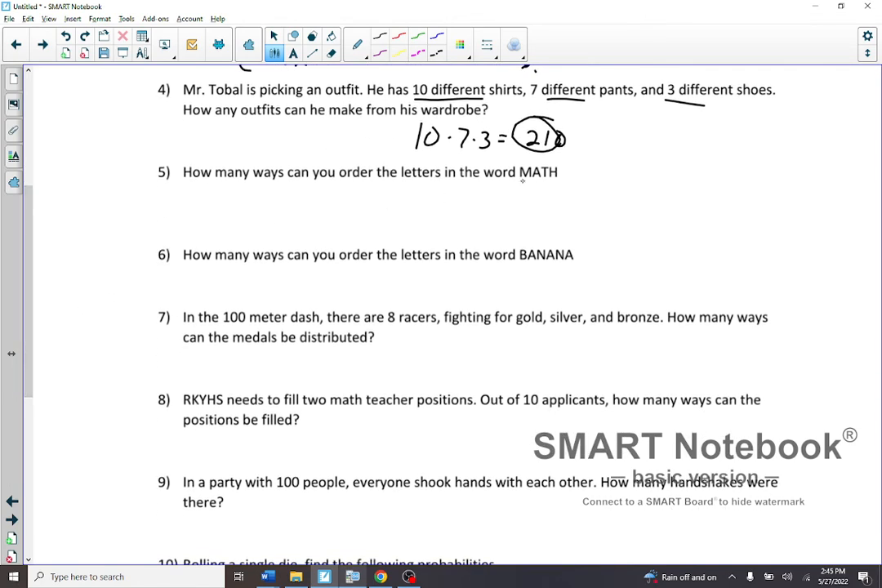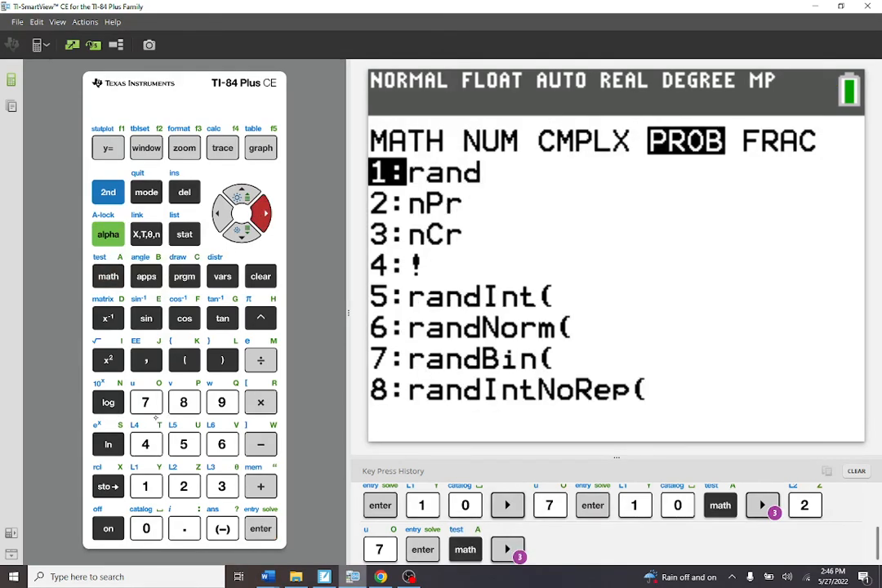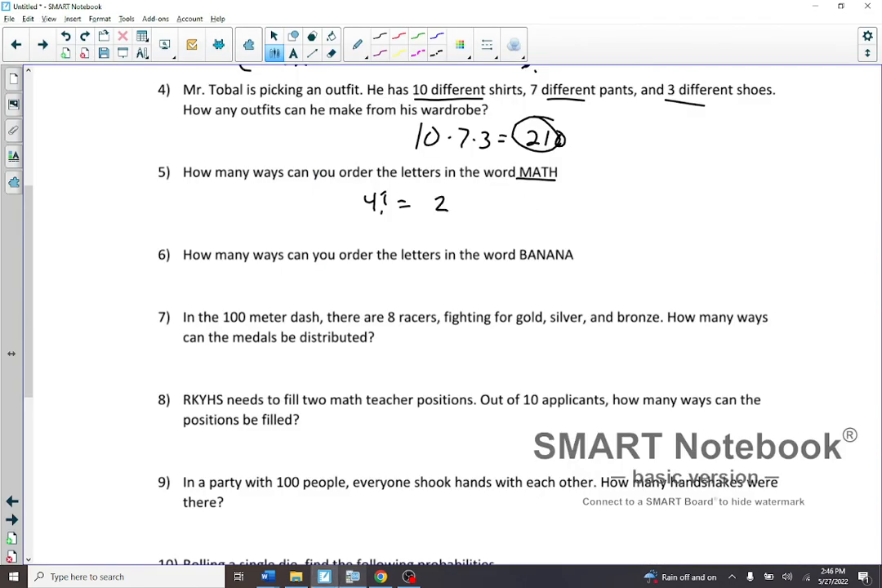How many ways can you order the word math? Well, there's 4 letters, so 4!, 4 times 3 times 2 times 1, which, by the way, in math, you also have an exclamation point button. So option 4 here. Make sure to put the number first. So 4!, which is 24.